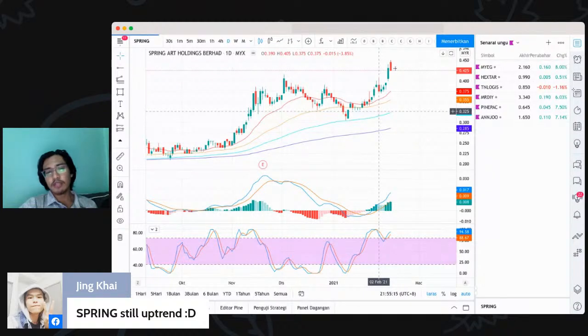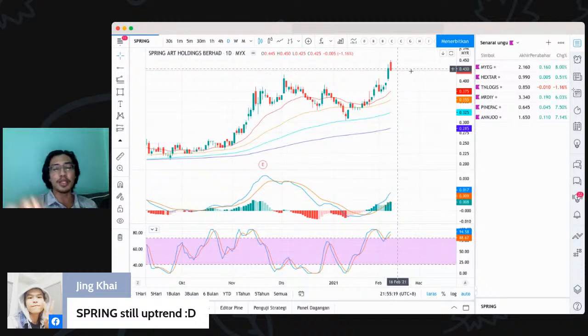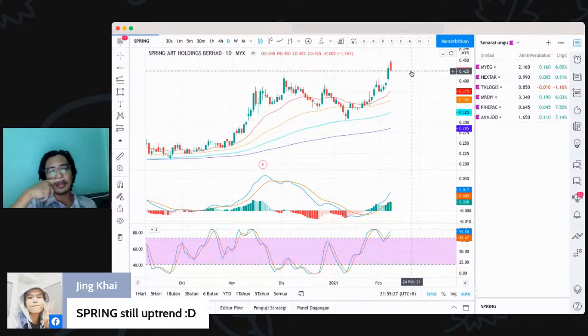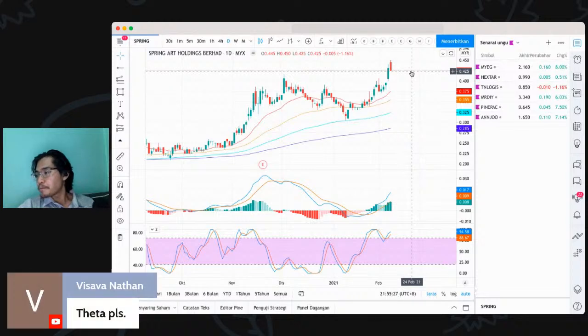Even if the price trades a little bit sideways, maybe tomorrow a little bit sideways, not getting higher, it's still okay. This is quite a healthy move. That's for Spring, still uptrend, because you asked whether it's still uptrend or not.